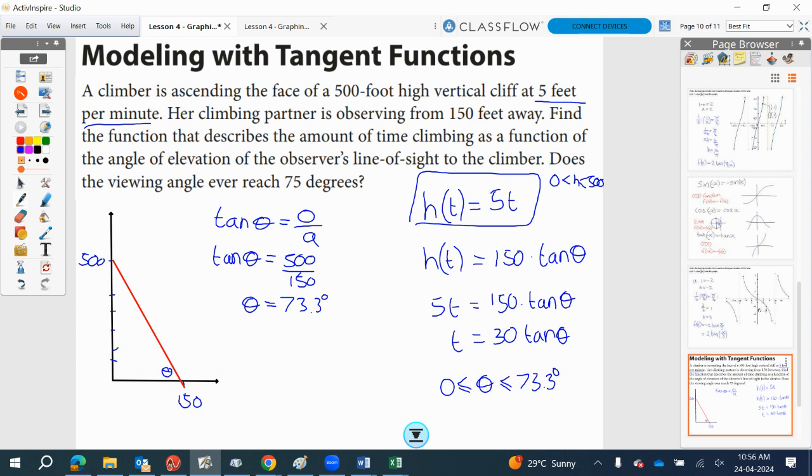Does the viewing angle ever reach 75 degrees? No, that's outside of the domain. That would mean a height of more than 500 feet. So you can't reach that.